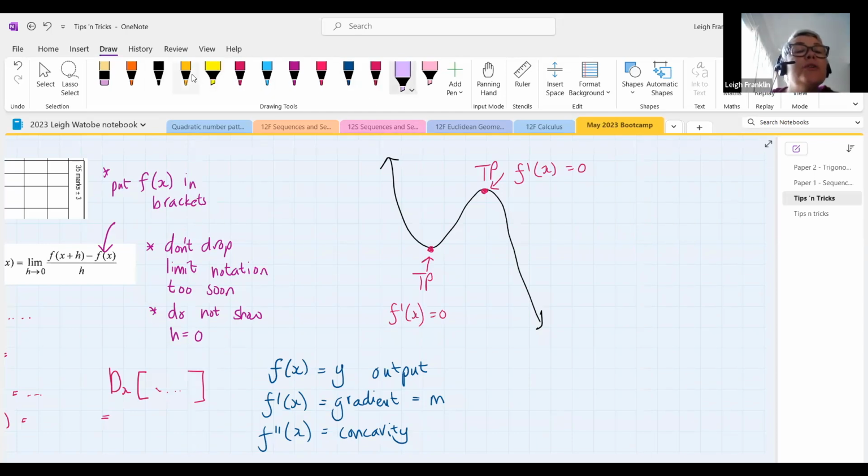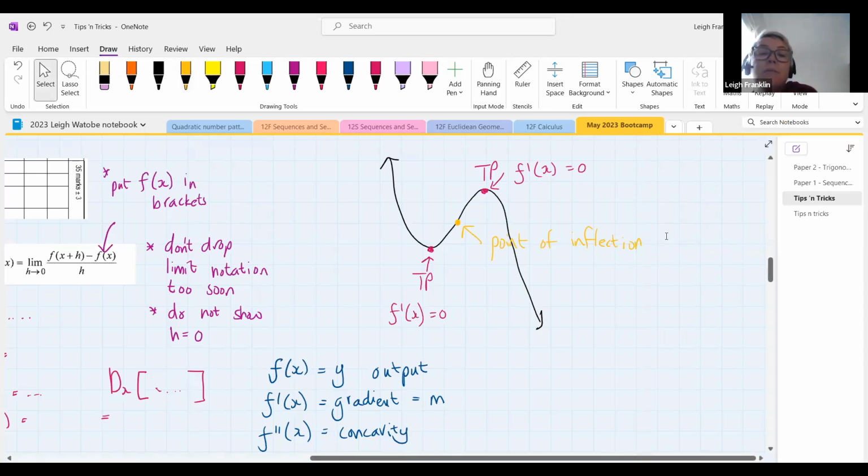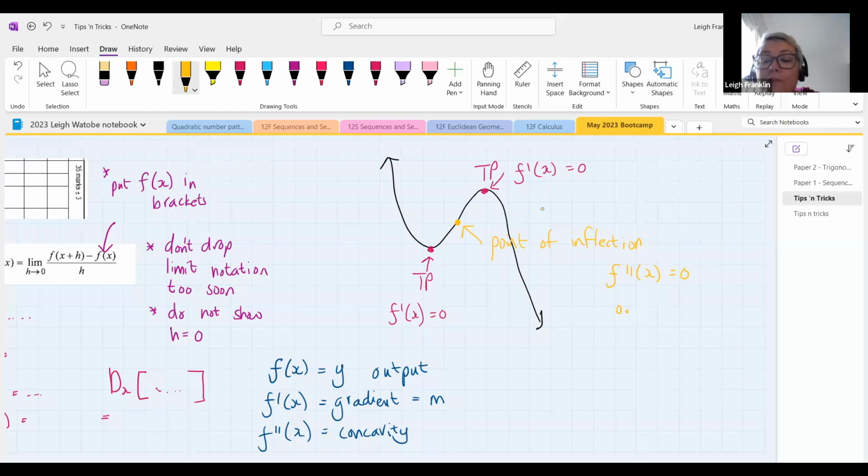Your concavity changes at your point of inflection. Your point of inflection is halfway between your turning points if you've got 2 turning points. So you can either calculate the x coordinate at your point of inflection using f prime prime x equals 0, or if you have the coordinates at your turning points, you can use the midpoint formula. Not midpoint theorem, midpoint formula.